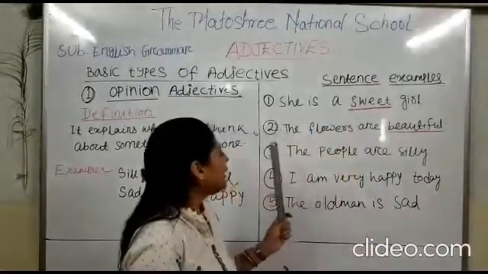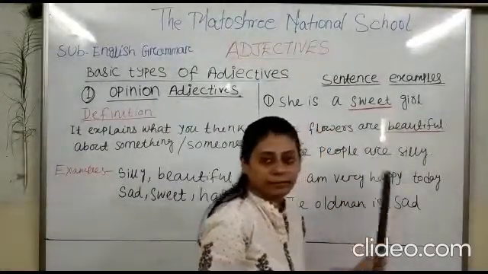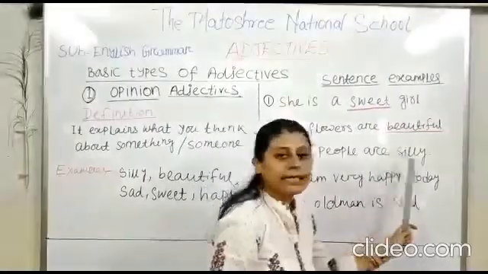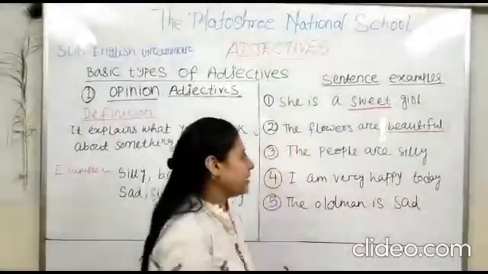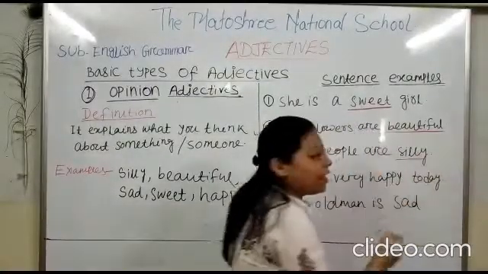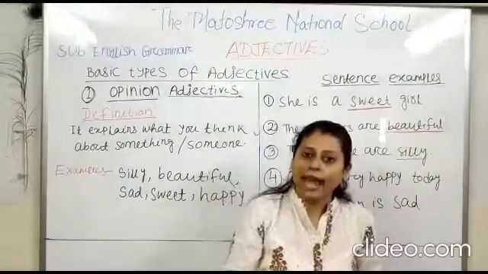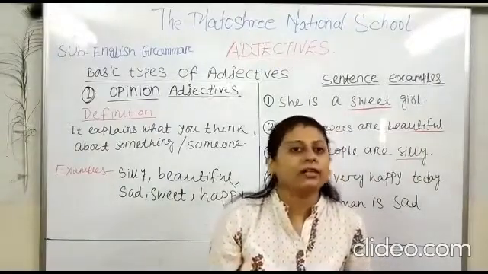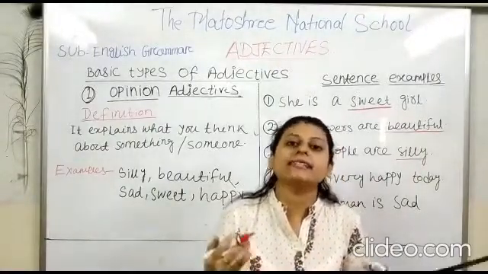Next is, the people are silly. Here, silly is an opinion adjective. It's my opinion towards the people that they are very silly. They don't know anything. They are silly.